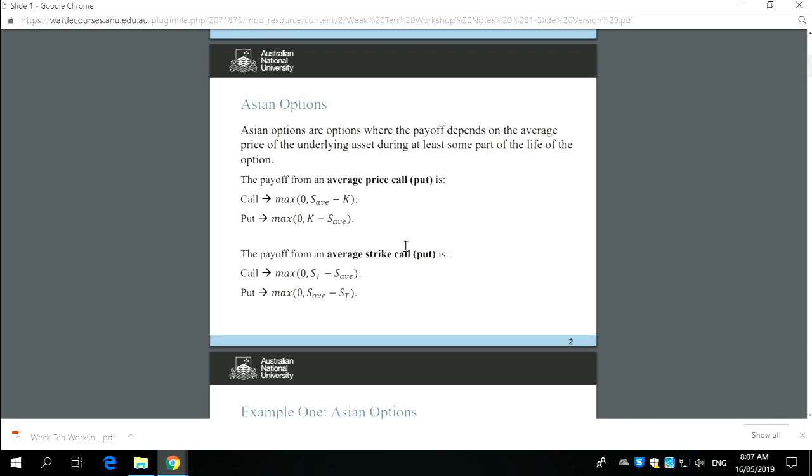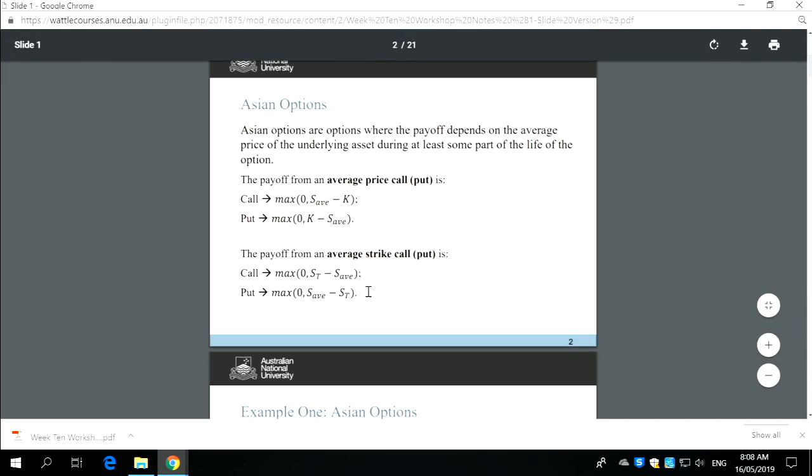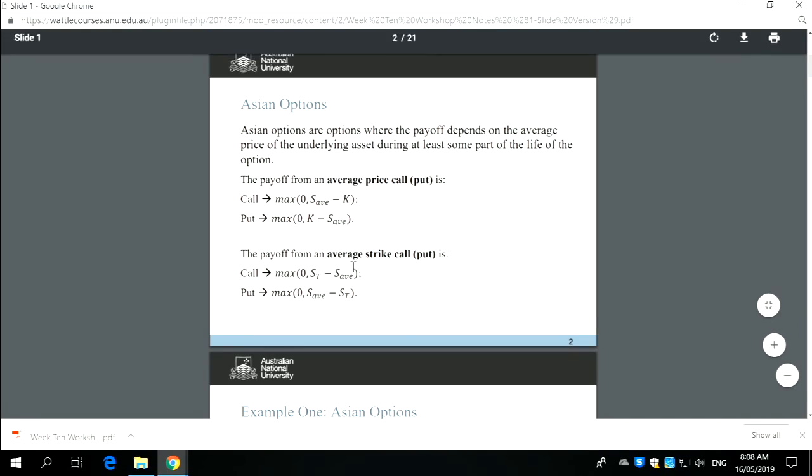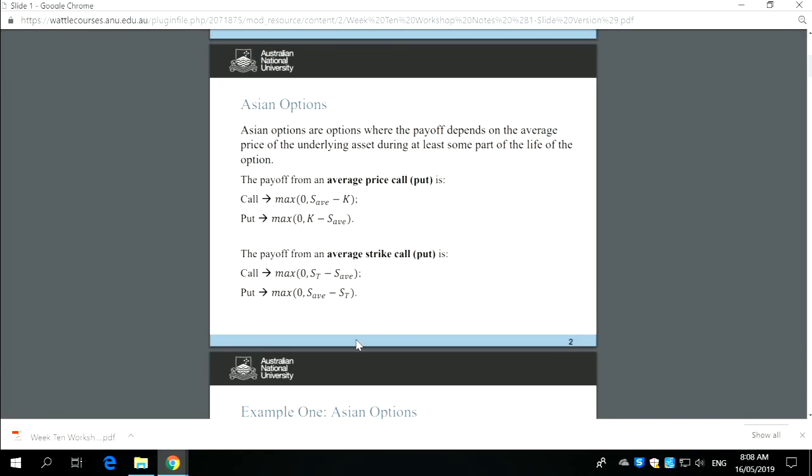And the second type of Asian option is the Asian average strike price option, right? The way the average strike option works is that instead of having the final spot price minus the strike price K, we have the final spot price minus the average spot price, right? So basically, the average spot price is acting as the strike price in the Asian strike options. And the same thing goes for the put. So instead of having K minus the final spot price, we're having the average spot price minus the final spot price to work out the put.